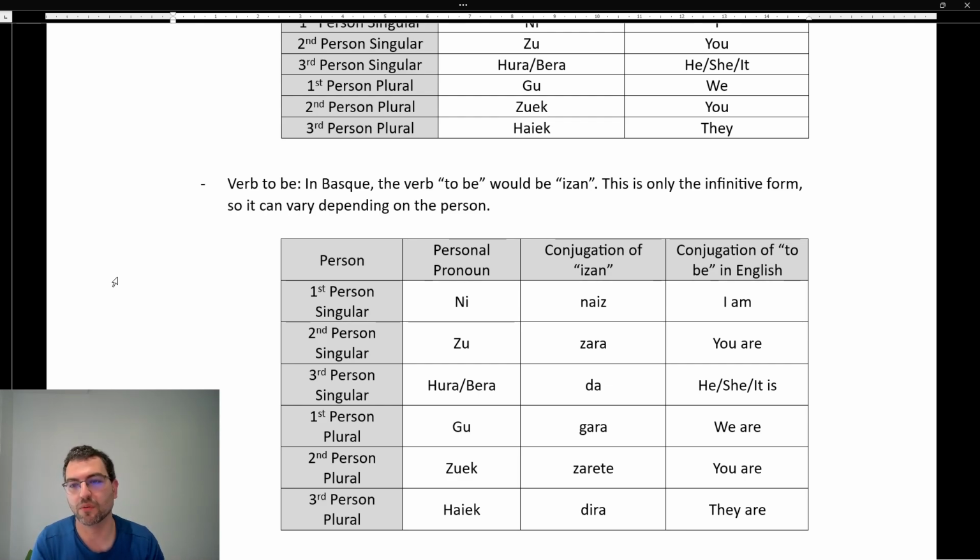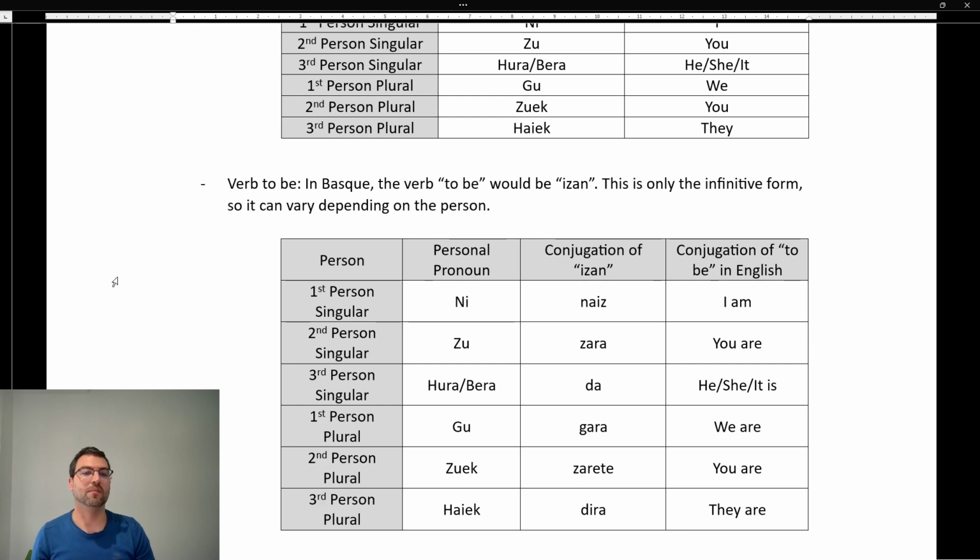So for example, for me, I am, it would be ni naiz. For the second person singular, you are, in Basque it would be zu zara. As you can see, there is no radical that remains across the conjugation, so you just have to learn it by heart. For the third person singular, he, she, it is, it will be ura, bera, da.